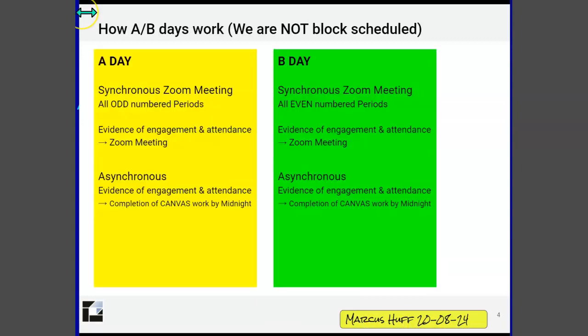Something I think I need to talk about a little bit is how A and B days work. Some of you seem to have the thought that we're block scheduled, and we're not block scheduled. We are doing synchronous and asynchronous learning. So on A days, you're in an odd period class. You're going to join me on Zoom. The evidence of engagement for that day is your attendance and participation in the Zoom meeting. For asynchronous, your evidence of engagement and attendance is completing Canvas work, and you have until midnight to get that done.